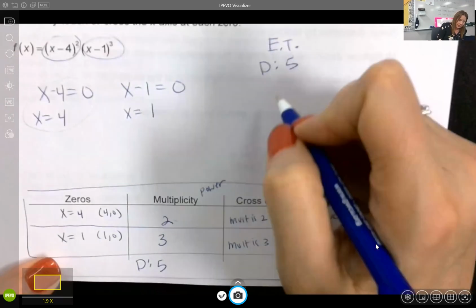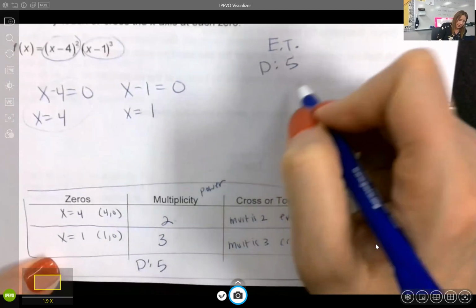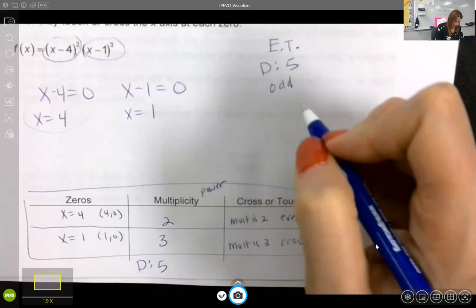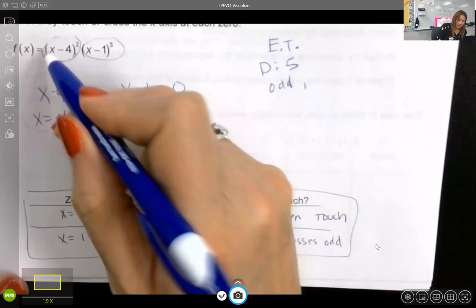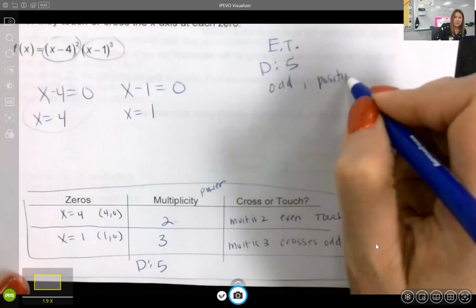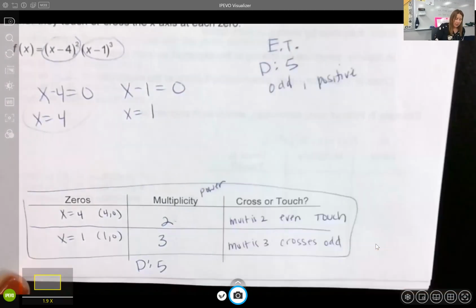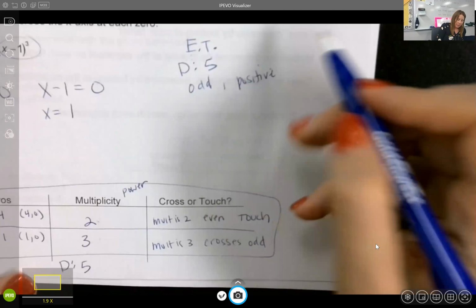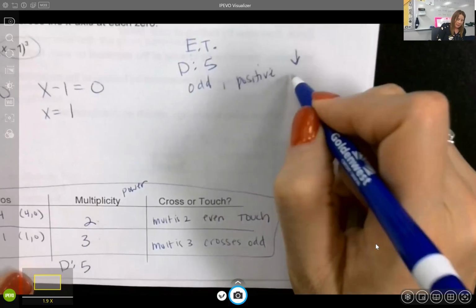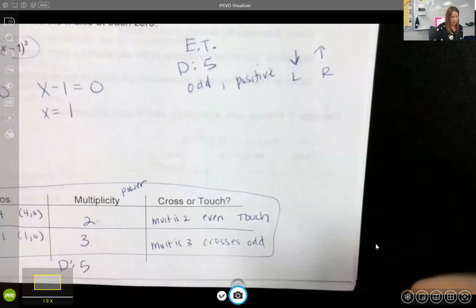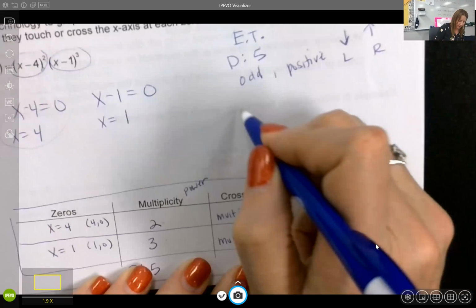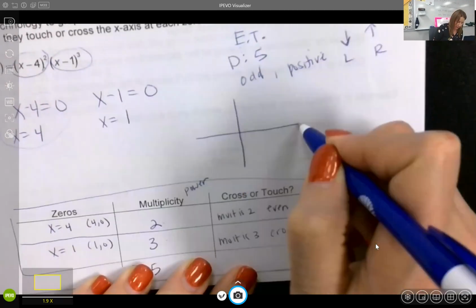And then the 5th degree is odd. And odd is, this has a positive in front of it because it didn't have a negative. So I'm going to say positive. So I know that my end behavior is going to be down on the left and up on the right. So this is how I can sketch a graph using multiplicities.